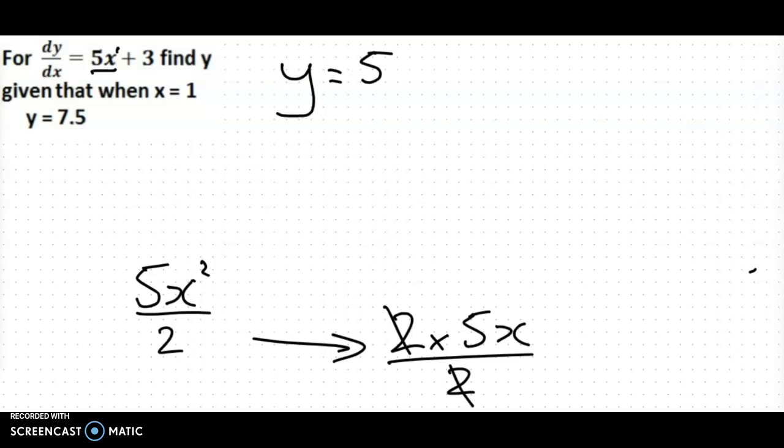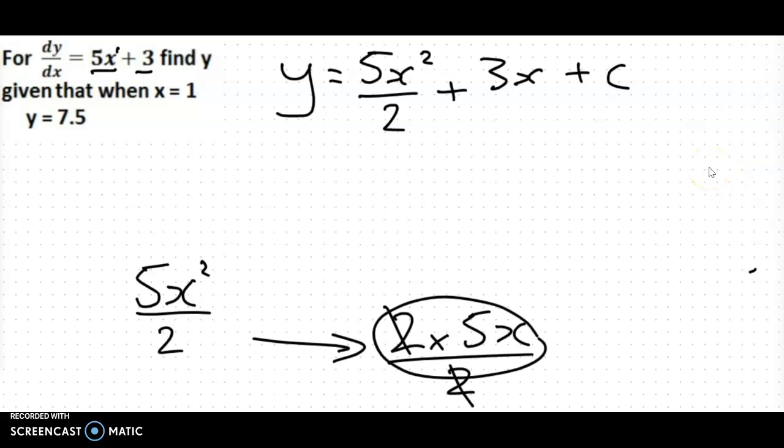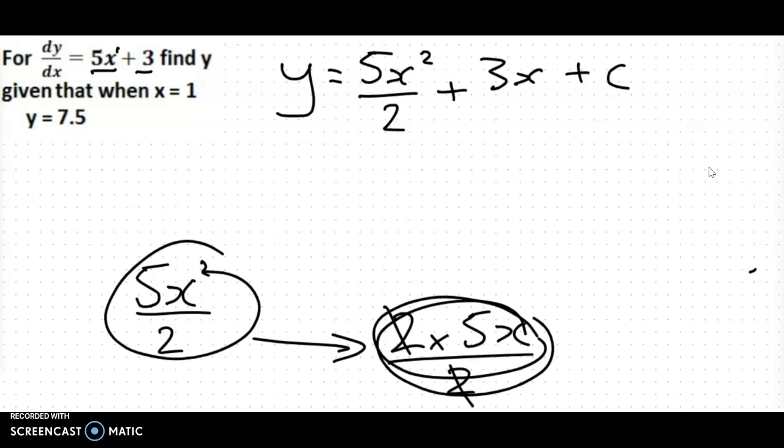So, like I've been saying, sometimes using the formula kind of makes it easier. And then we know a number just starts from 3x and the plus c. Fantastic. So just double checking that. Yep, this differentiates to 5x and 3x differentiates to 3, so that's fantastic.